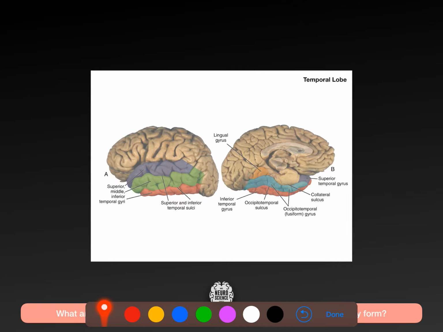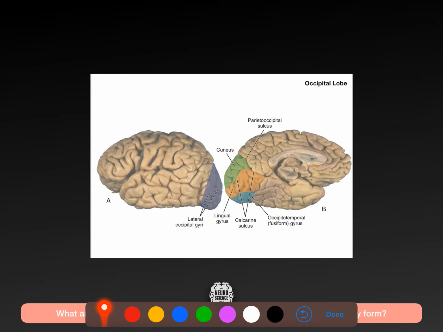And the lingual gyrus is sat between the fusiform and this little portion here, which is the further extension of the lingual into the occipital. So the lingual gyrus, therefore, forms part of the temporal lobe and part of the occipital lobe.